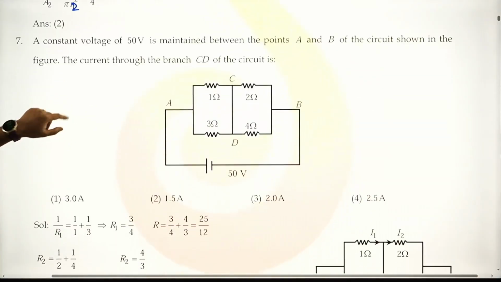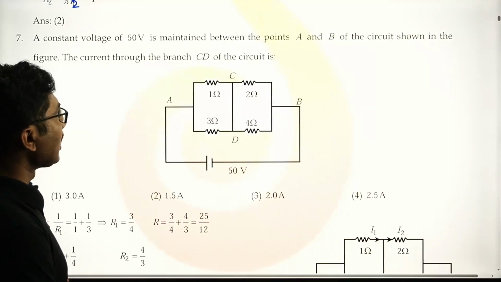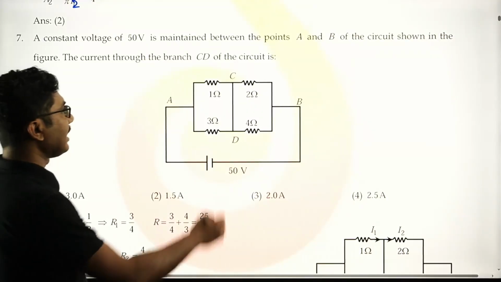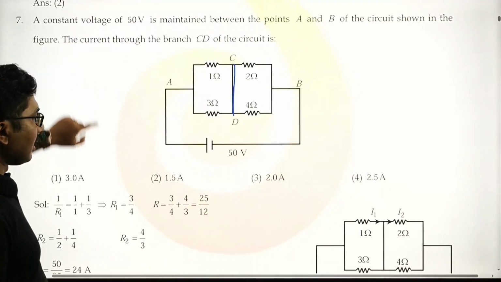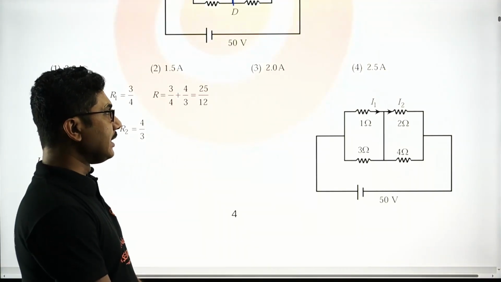A constant voltage of 50 volt is maintained between the points A and B. The circuit is shown in the figure. The current through the branch CD. Very interesting question. Slightly difficult. We have not seen such questions in the past.